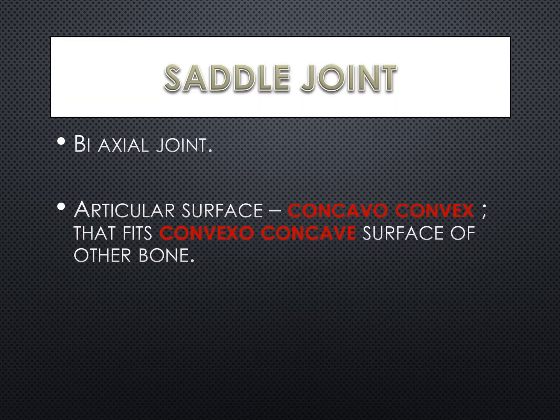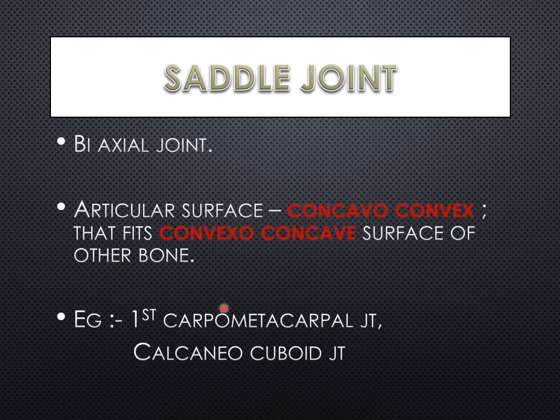Now we look at the next variety of synovial joint, that is the saddle joint. From the name itself, the articular surfaces are saddle shaped, and it is a biaxial joint. So there are two axes and four movements possible. The articular surface of one bone is concave and convex, and that will fit into the reciprocal convexo-concave surface of the other bone. You should know the names of the examples: the first carpometacarpal joint and the calcaneocuboid joint.